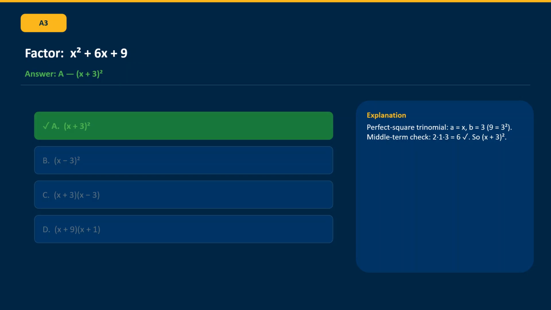Choice C. X plus 3 times x minus 3 is the difference of squares pattern, which would give x squared minus 9, not x squared plus 6x plus 9.